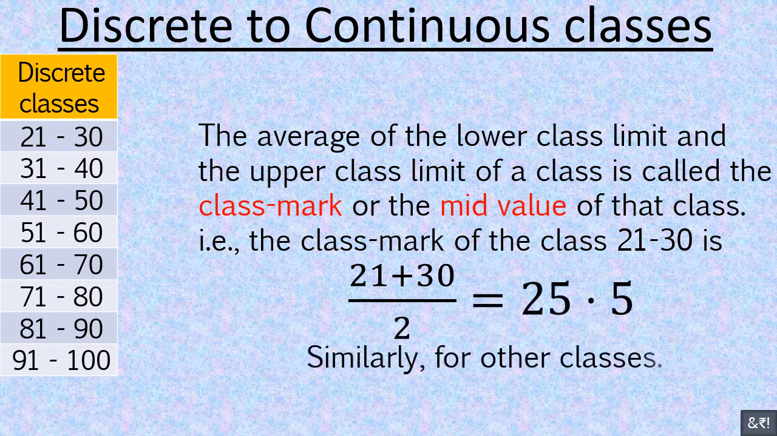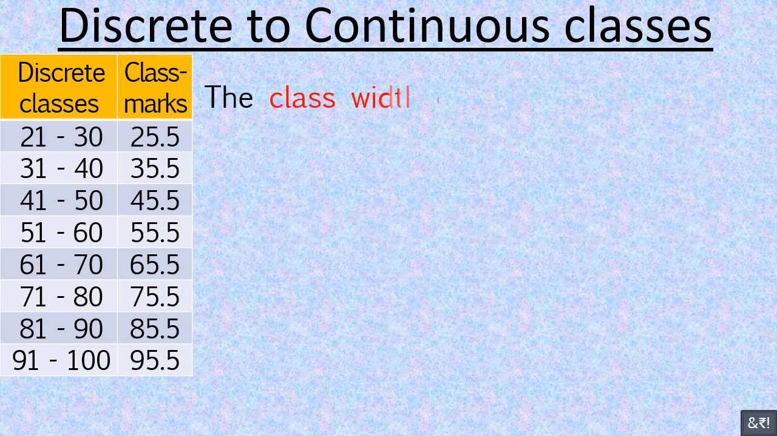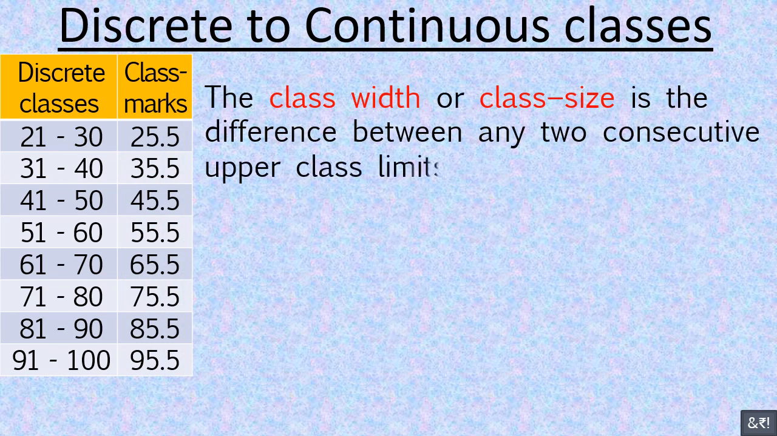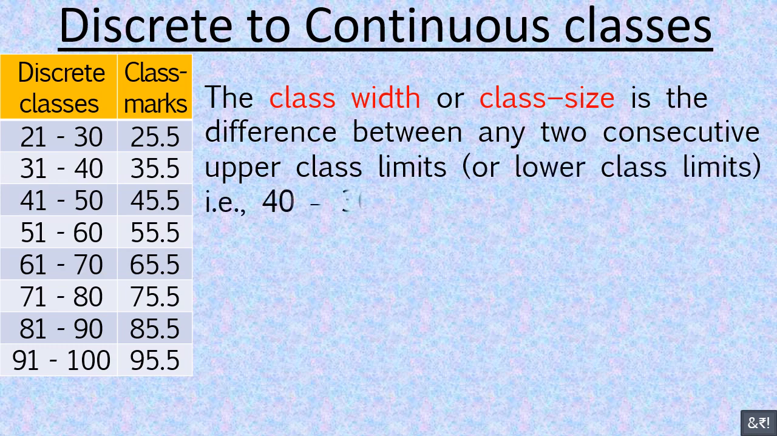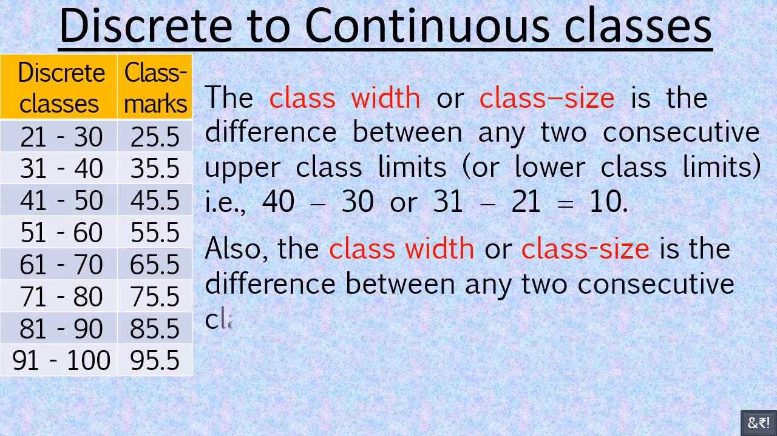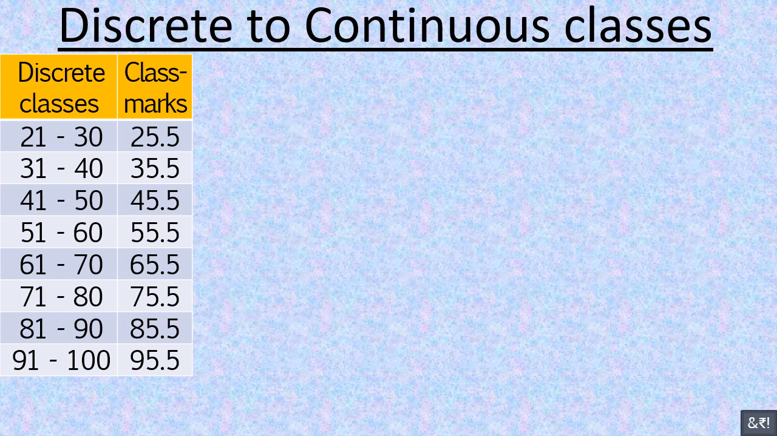Similarly, for other classes. The class width or class size is the difference between any two consecutive upper class limits, or lower class limits. That is, 40 minus 30 or 31 minus 21 equals 10. Also, the class width or class size is the difference between any two consecutive class marks. That is, 35.5 minus 25.5 equals 10.